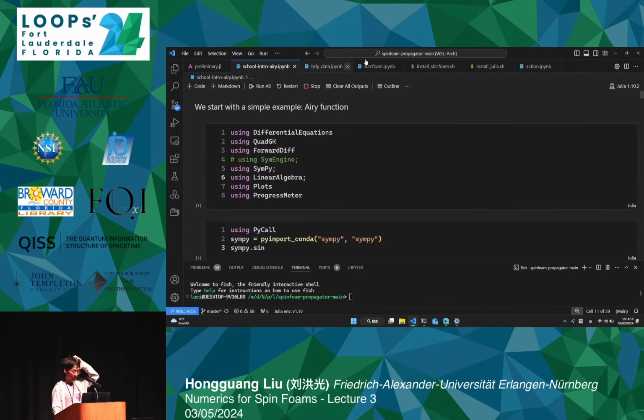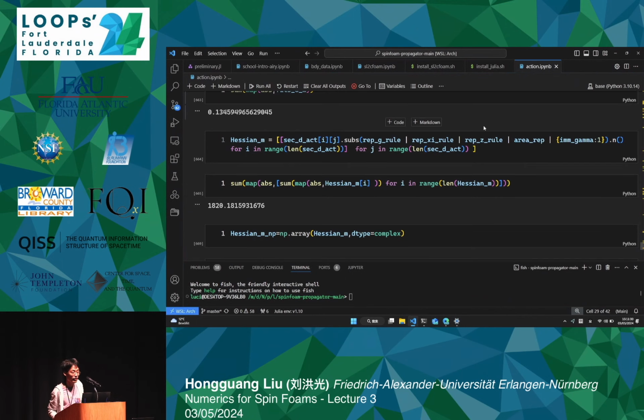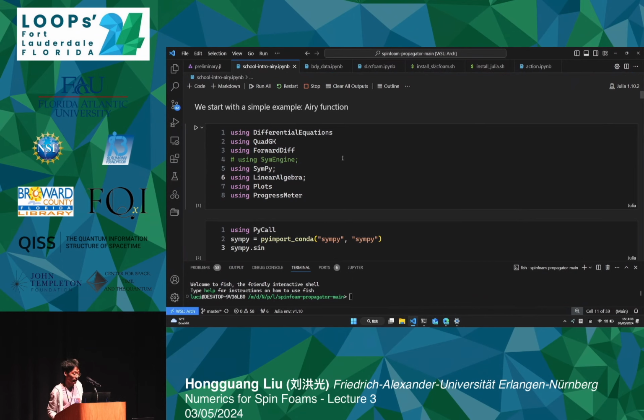Now we finally go to, we are done with all the spin-foam stuff. Well, this symbol is still spin-foams, but now we need some simple examples. You can apply this to the action I just wrote. You compile it as a function, and then you can apply this symbol method to this action. But here I just do a very simple example with the Airy function. So this is Julia. We need some packages for Julia, and you can learn how to install them. It's very simple. The most important one is DifferentialEquations, which is a very nice library in Julia to integrate differential equations.